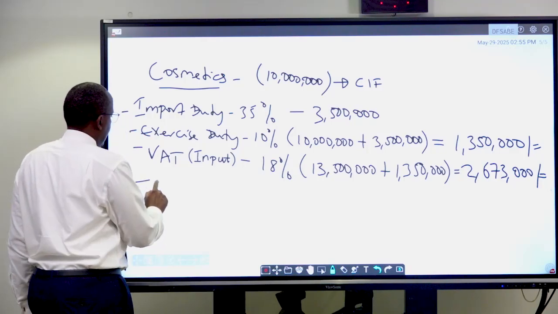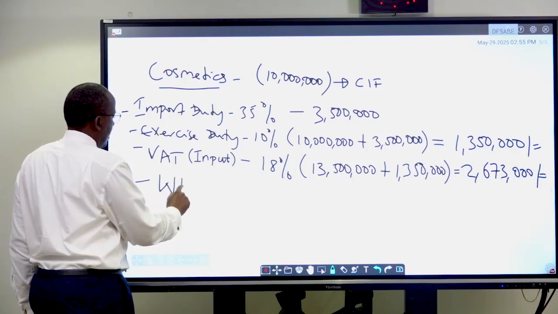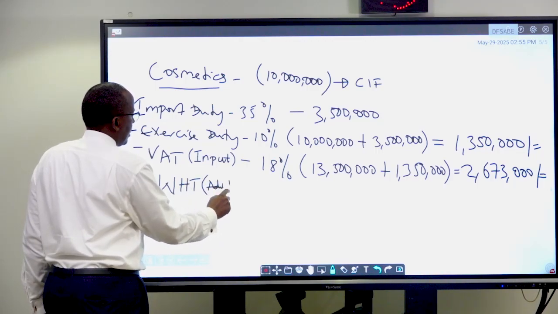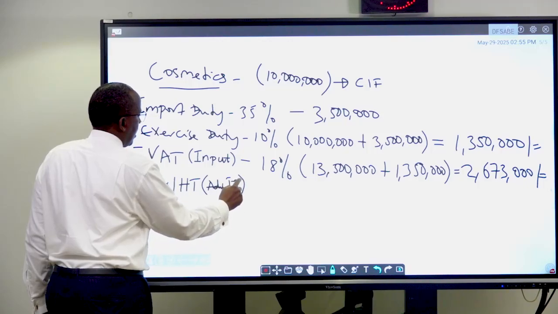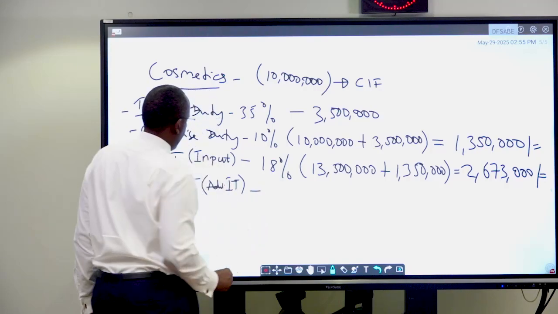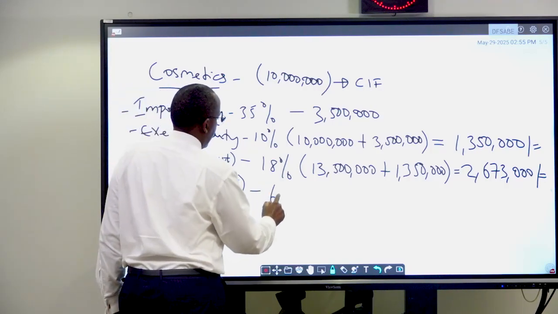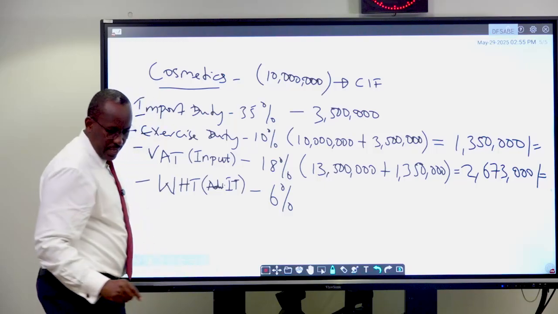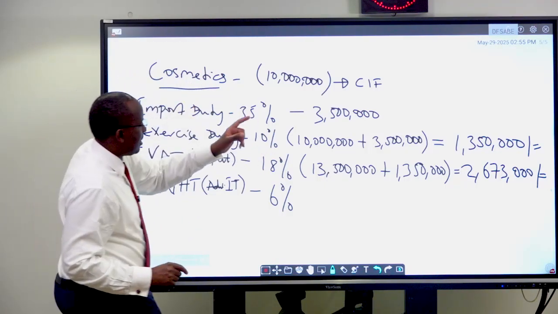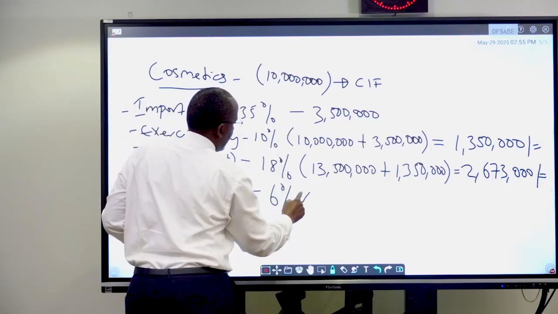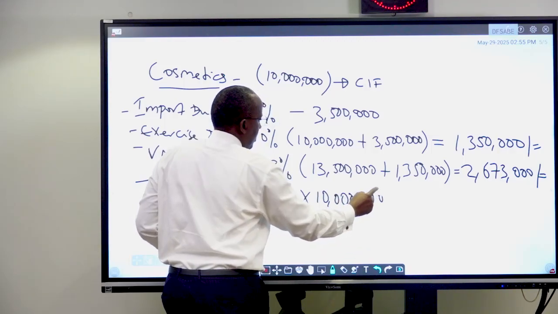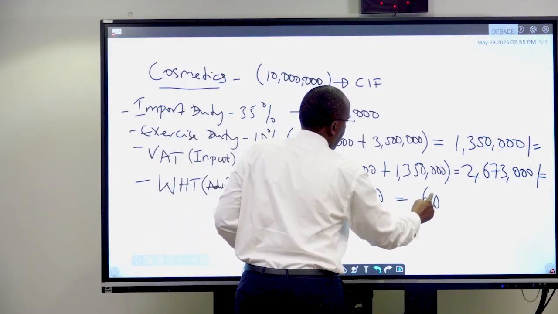Then finally, there is withholding tax. We talked about withholding tax. We said it is advance income tax, because when you're making your final income tax return, you'll take credit of this. And it's normally 6%, of which base we are using the CIF now. We are not going to add this. For this one, it is 6% of the 10 million, the CIF, cost, insurance, and freight. So this one would be 600,000.